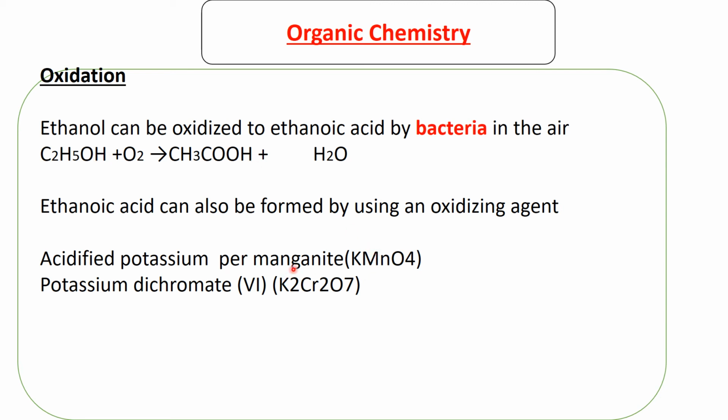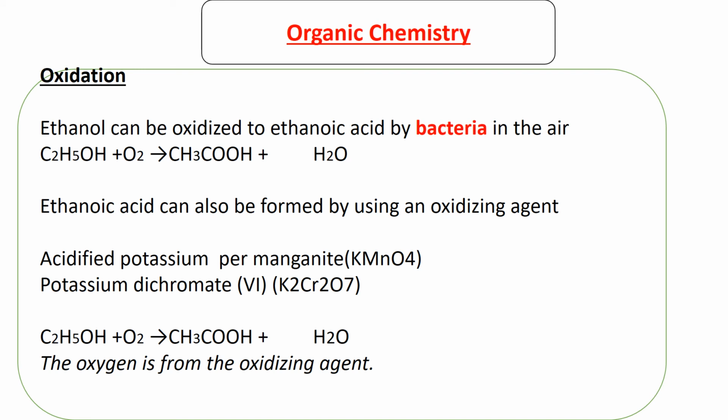As you can see, both of these examples I've given, they have oxygen. This one has 4 oxygen atoms, this one has 7 oxygen atoms. So the same reaction, where ethanol reacts with oxygen to form ethanoic acid plus water, and the oxygen comes from the oxidizing agents.